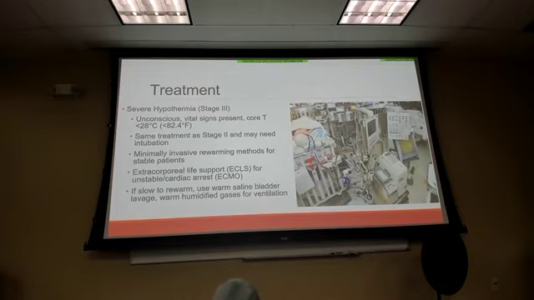And then severe hypothermia, so stage 3, is going to be unconscious, but they still have vital signs. Same treatment as stage 2. We want to rewarm them, monitor their cardiac activity, and then these ones can get ECMO.